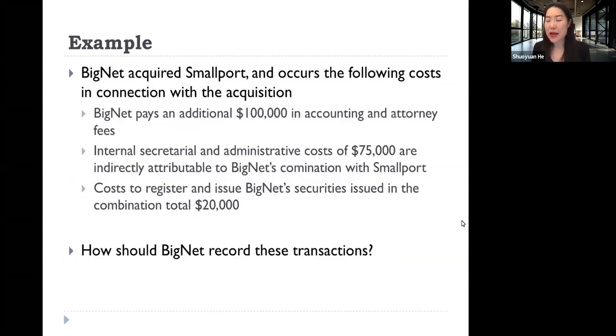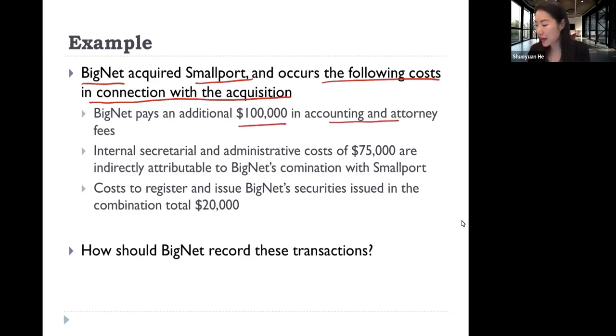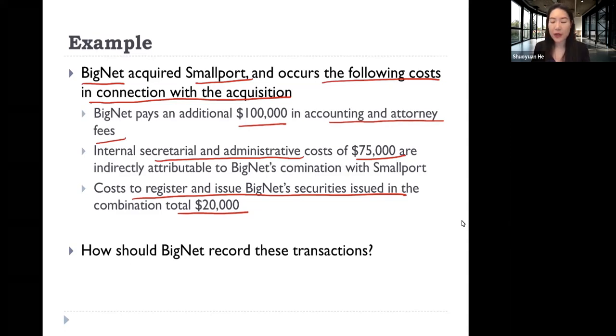So let's look at some examples. BigNet acquires Smallpot and incurs the following costs in connection with the acquisition. BigNet pays an additional $100,000 in accounting and attorney fees. Internal secretary and administrative expense of $75,000. Cost to register and issue BigNet securities totals $20,000. That is the cost to register and issue the securities. How should BigNet record these transactions? Please take 5 minutes and work on those. Please pause your video for now.